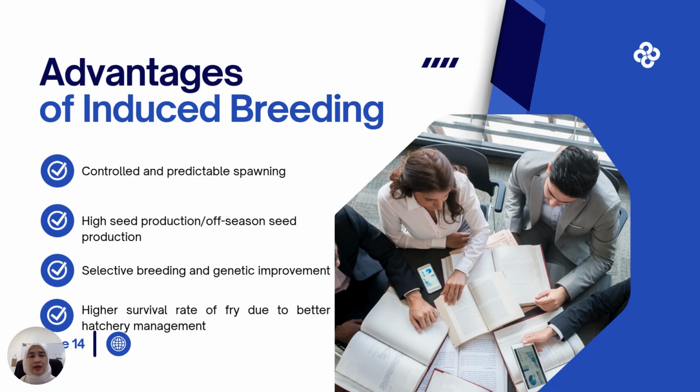Here I list the advantages of induced breeding, where we could control and predict spawning, and we could produce high seed production. Even out of the season, we still could produce the seed, and we could adopt selective breeding because we select the broodstock, and also we could get benefit of genetic improvement from the hybrid vigor or the high quality broodstock that we select. Of course we could improve genetic of the seed from this procedure. And aside from that, we could also benefit from higher survival rate of fry due to the better hatchery management, because as I said before, it occurs in a controlled environment.